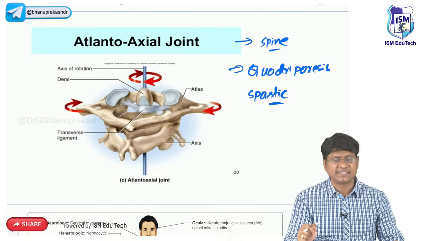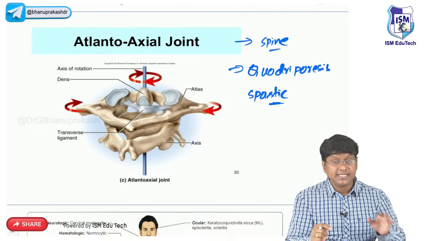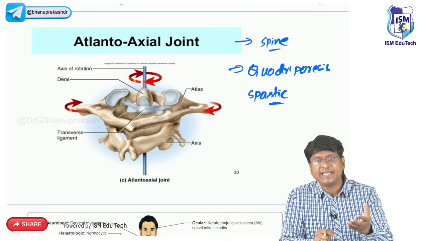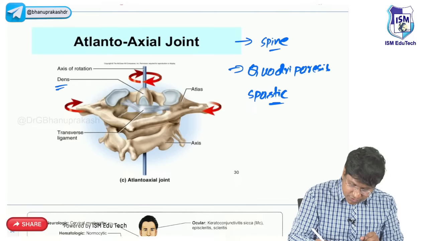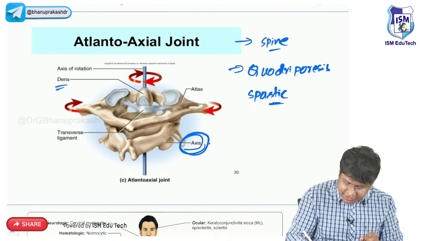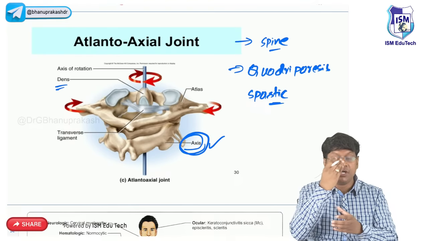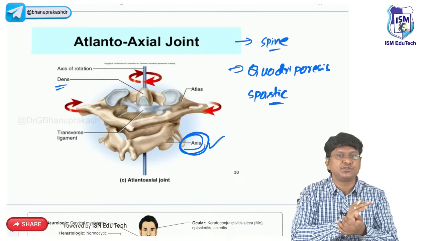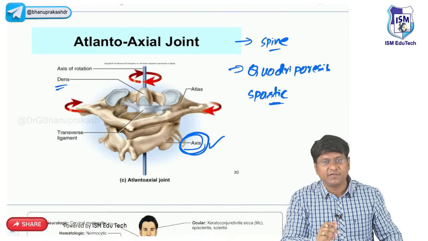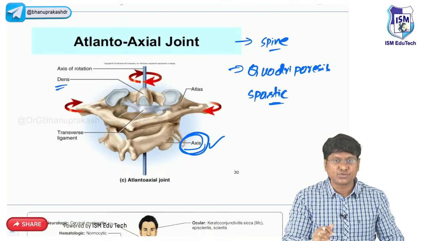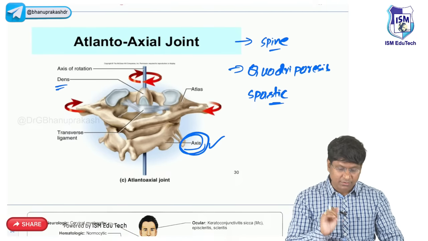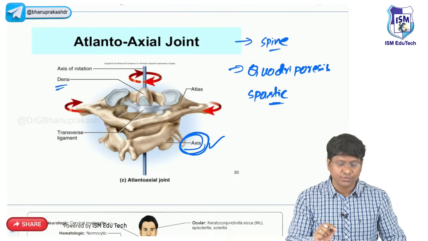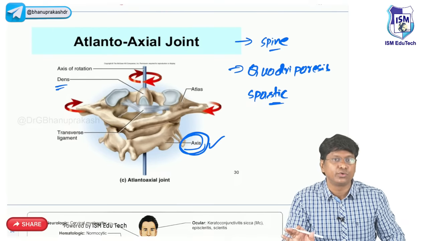And along with the spastic quadriparesis, these patients can also have complications of involvement of brainstem, because the dens of the axis can protrude upwards. Once it protrudes upwards, it can cause compression of the brainstem, where there can be respiratory failure as well as vascular collapse. Okay, so that is about the story related to the atlantoaxial joint dislocation.